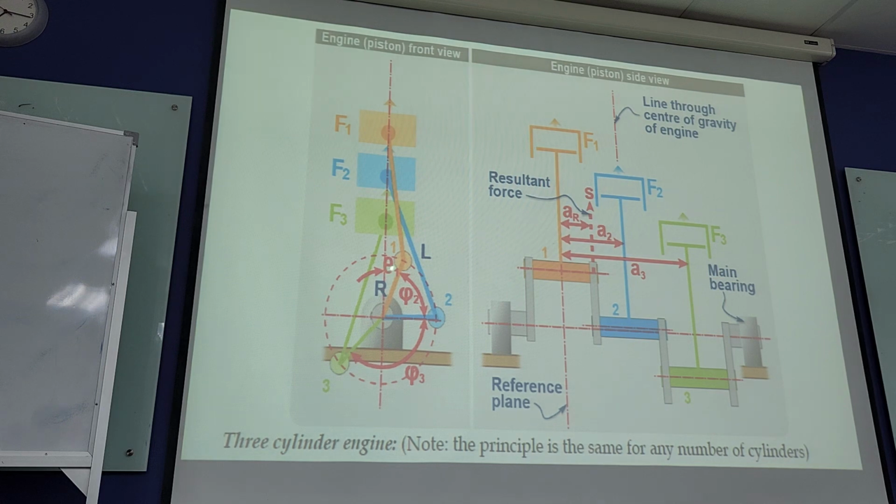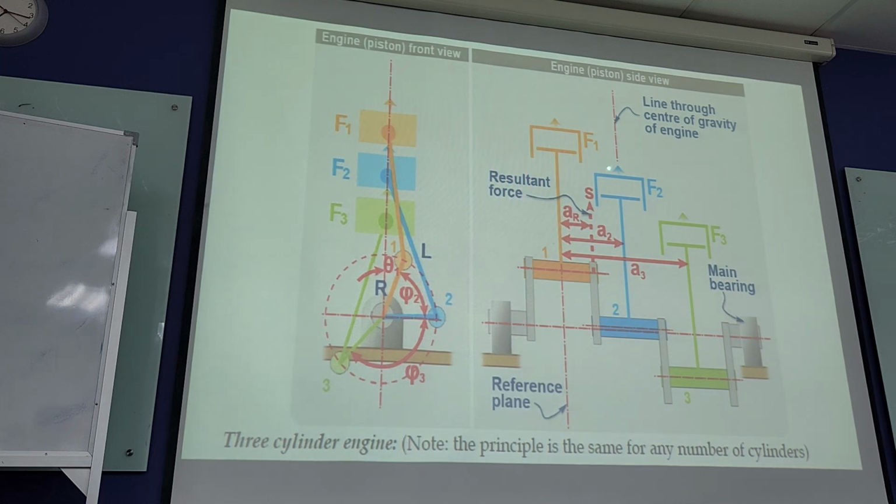Okay. So theta 1 is the angle of the crank, the piston 1. Now here you can see the in-plane position in side view. You can see these are the 3 cylinders, 1, 2, 3. Now the resultant force is acting here. This is the reference plane.